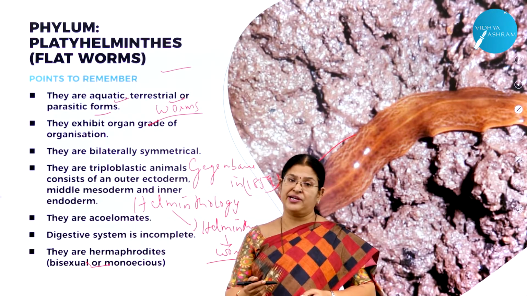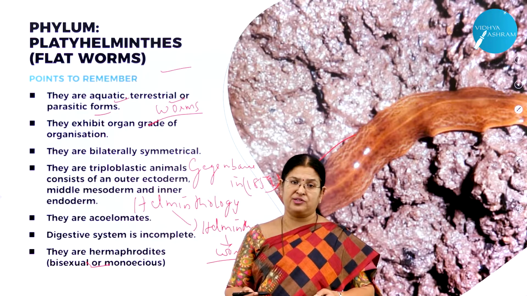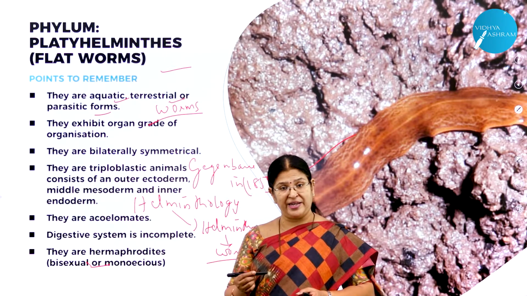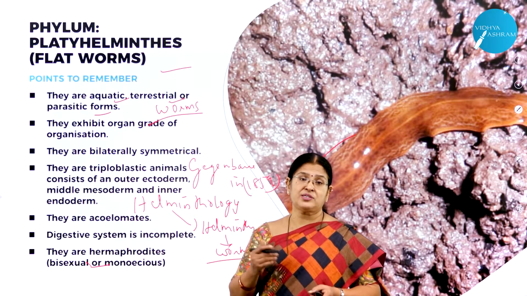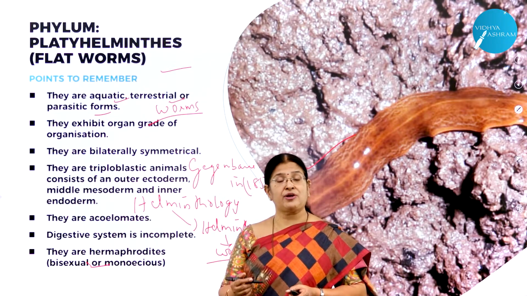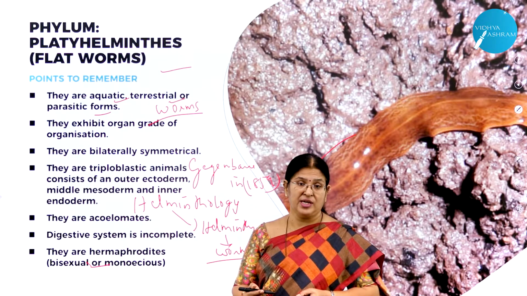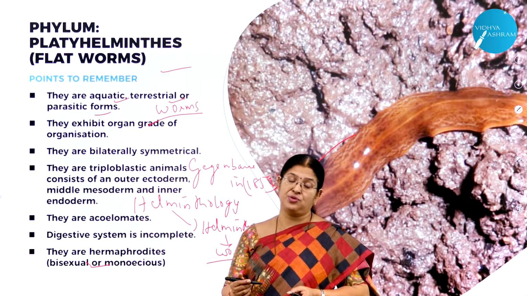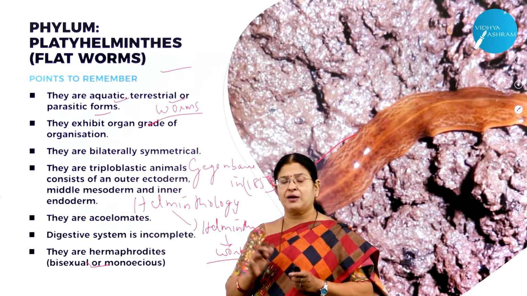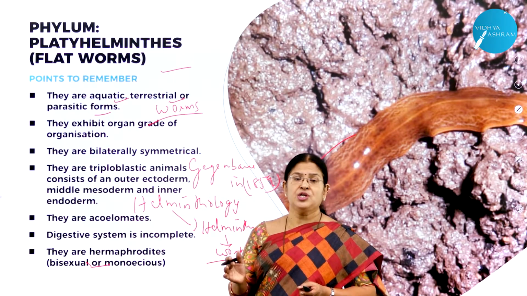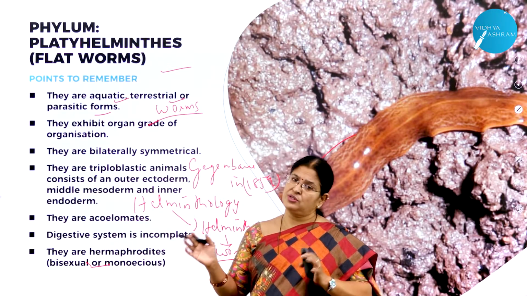Like for example, you have studied in the last session about ctenophorans. What is a very important characteristic feature there? They are also referred to as what? Comb jellies. So they have 8 comb plates which are used for locomotion. So you do the comparative study. The characteristic features should be compared from one phylum to the other phylum.